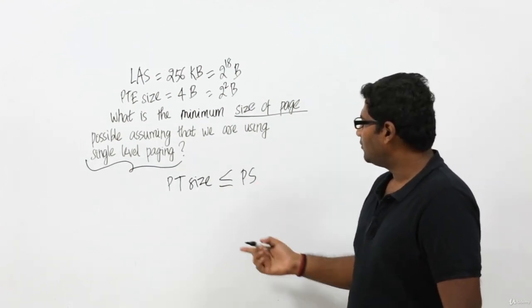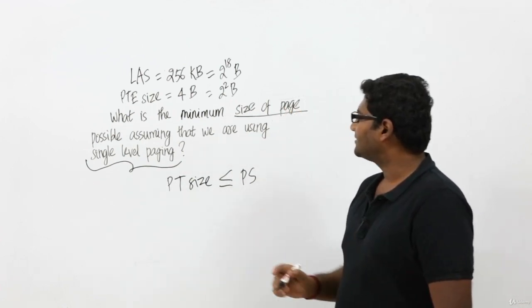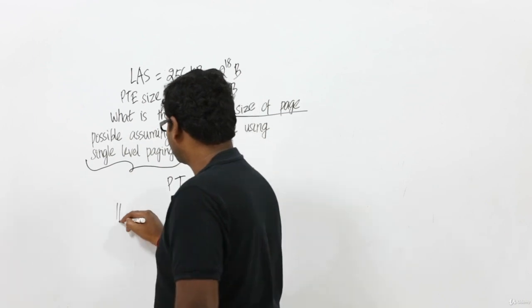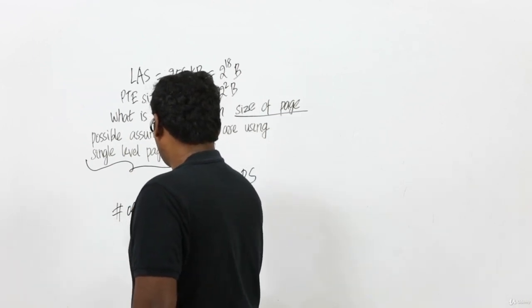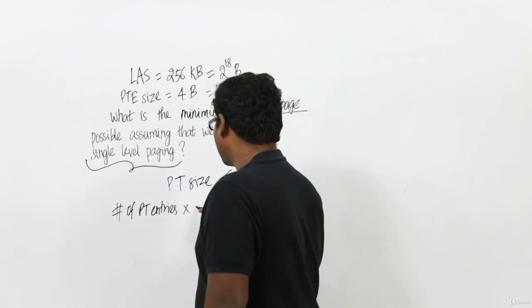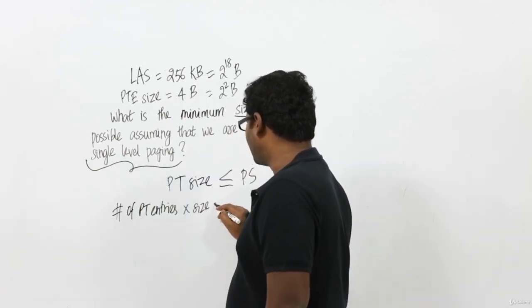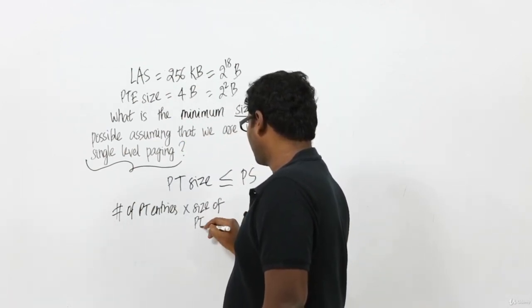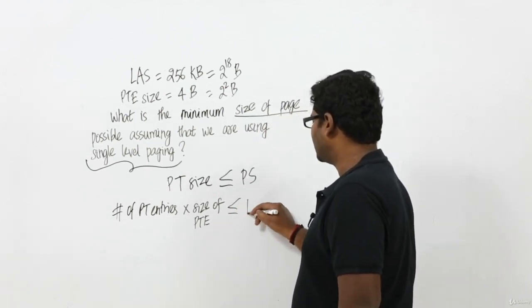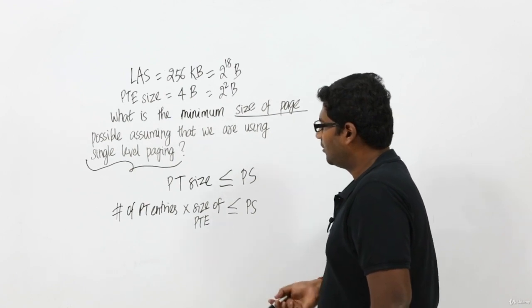Fine. Now, as you know, page table size can be written as number of page table entries into size of a single page table entry, right? And this should be less than or equal to page size. I am writing as it is.